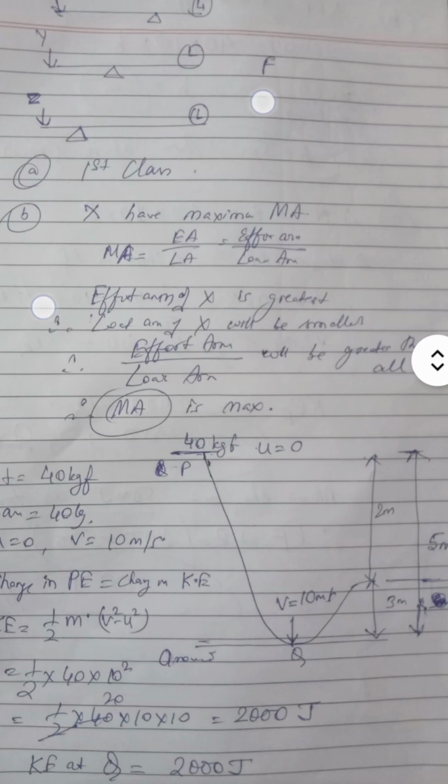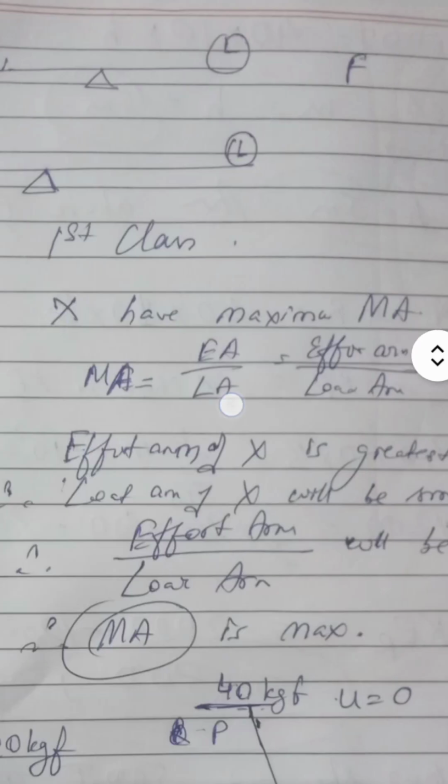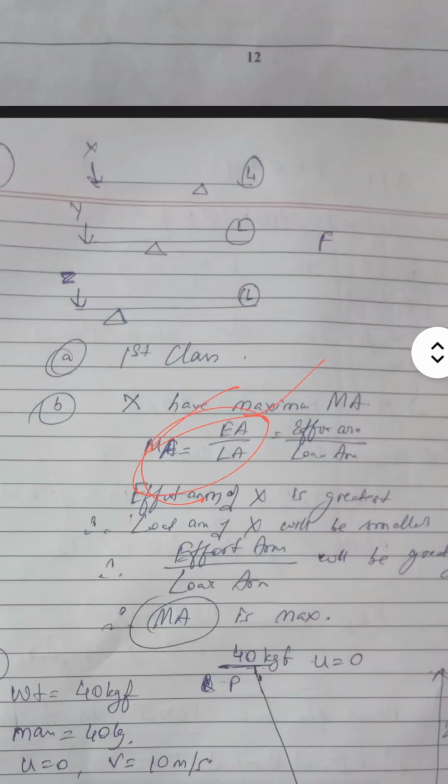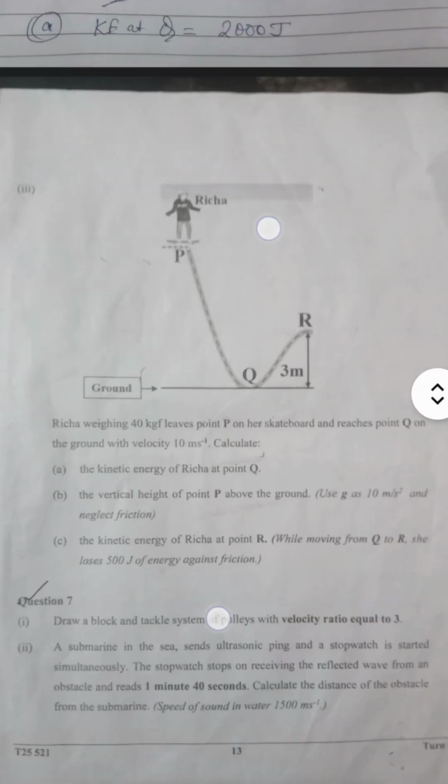Mechanical advantage is equal to effort arm by load arm. Since the effort arm is the greatest in that of the X lever, that will have the maximum mechanical advantage. Now the next part of the question is on the topic of motion. Next, question number 6.3.